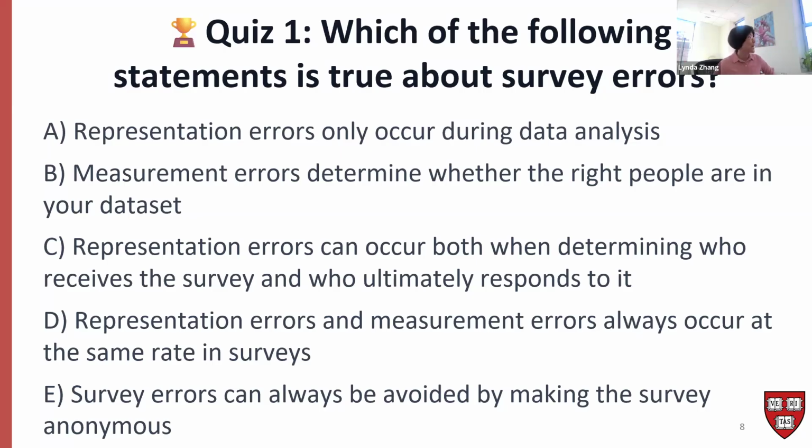All right, seems like you've done a great job. The correct answer is C. Representation errors can occur during the sampling process, which determines who gets your survey, and the response process, which means who actually completes the survey. And answer B says measurement error determines whether the right people are in your data set, but that is actually the representation error. All right, great job.